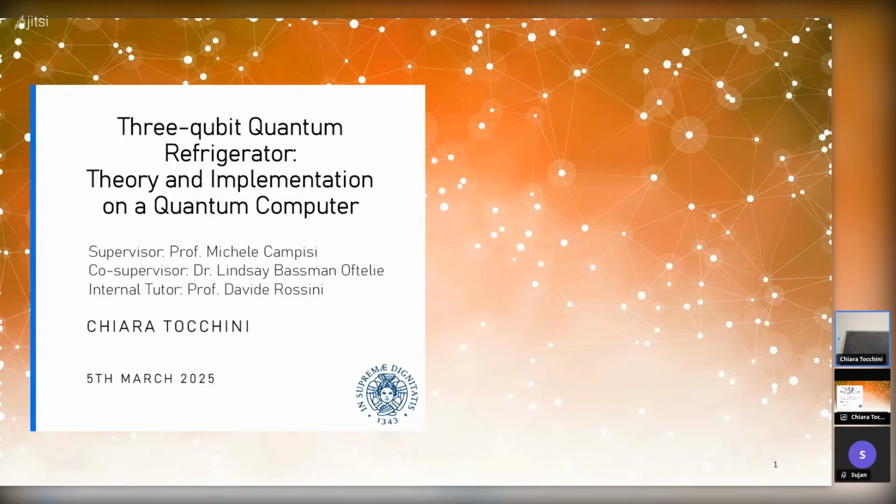Can I start? Okay. Hi, everyone. Today I'm gonna talk about the work that I did during my master thesis at University of Pisa. The work focused on the three-qubit quantum refrigerator, and that combines theory and proof of principle implementation on IBM quantum hardware. And it was supervised by Michele Campisi, Lindsay Bassman, and Davide Rossini.